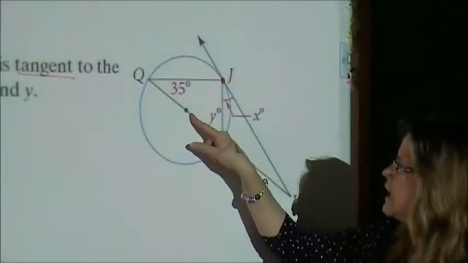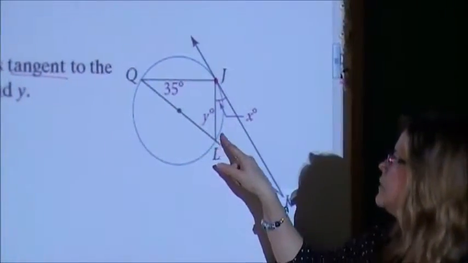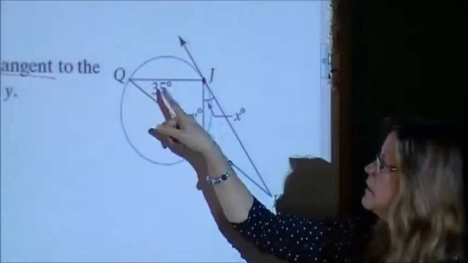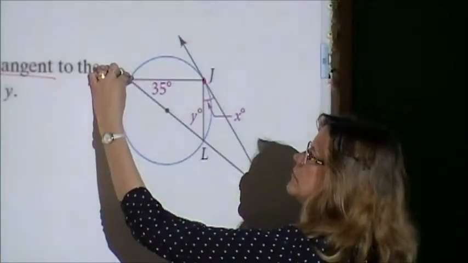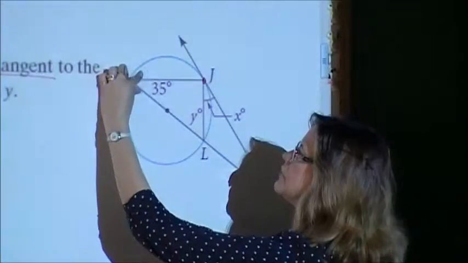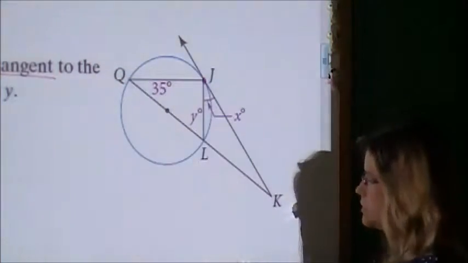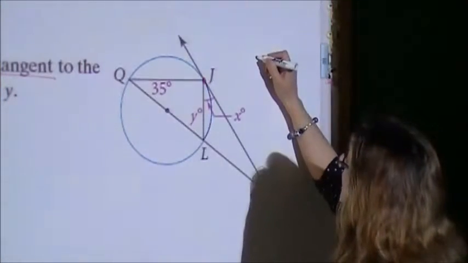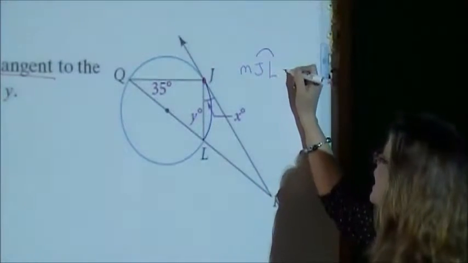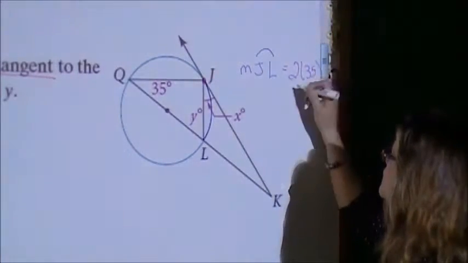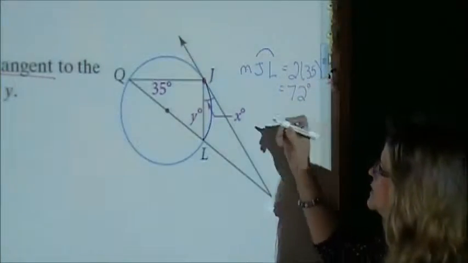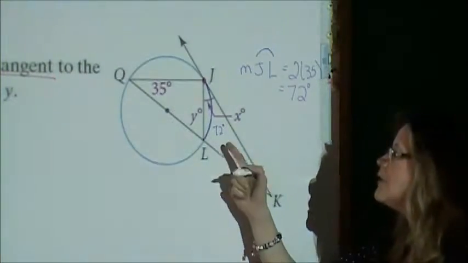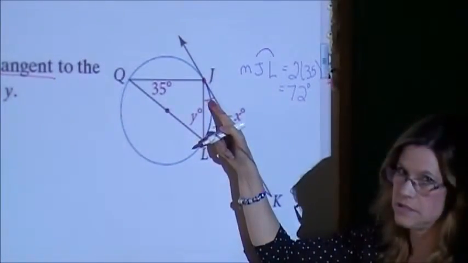I'm noticing a diameter. From that, you could find all of this. I'm noticing 35 degrees. I'm noticing that's an inscribed angle. Your brain needs time to process all this. From this 35, it goes out to my circle and intercepts arc JL. So right now, I can figure out the measure of arc JL is going to be twice as much as 35. So that's going to be 72 degrees. This purple arc is 72 degrees.